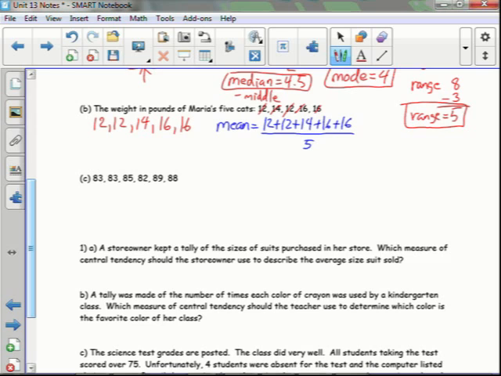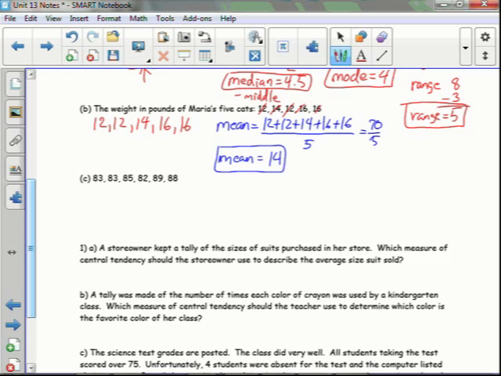So when we add all of those values in the numerator together, we get 70. Okay, this is 70 divided by 5. So the mean becomes 14. There's our mean.